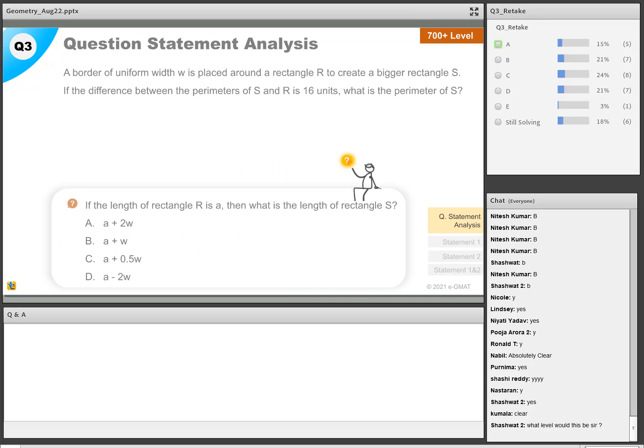So according to the question, tell me, if the length of rectangle R is A, what is the length of rectangle S? Choice A, right? Absolutely correct. And that is something that we have done in the last question as well. So we'll use the same information over here and let's see.